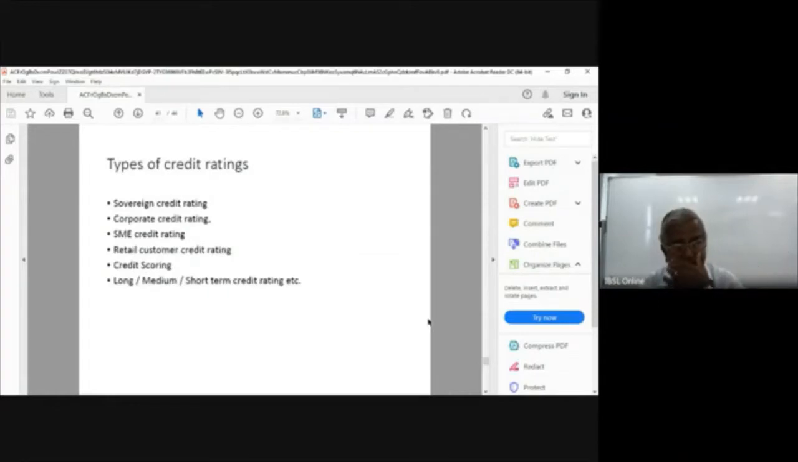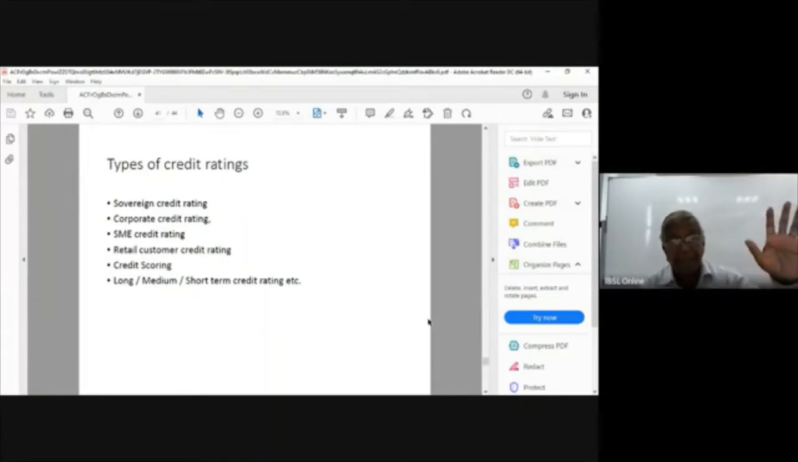Types of credit rating. There are different types of credit rating. One is sovereign credit rating for countries, as I told you, for Sri Lanka. Recently, America also was rated and they downgraded America. That caused big chaos. The American credit rating went down. And Sri Lanka also was rated a few years back, and recently they have downgraded it.